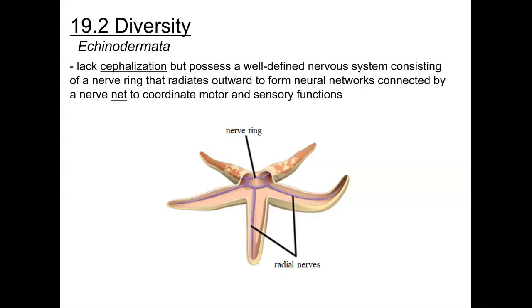These are going to lack cephalization or a head region, but they do possess a well-defined nervous system that consists of a nerve ring that you see here that's going to radiate out to form a neural network that's connected by a nerve net to coordinate motor and sensory functions.